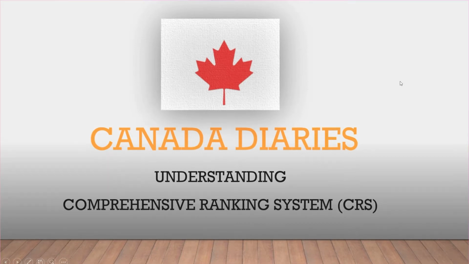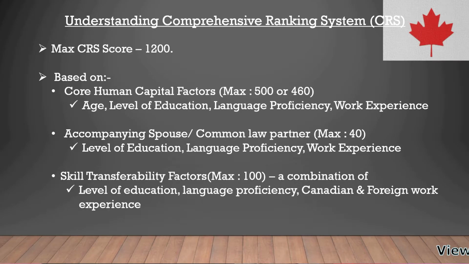In this video, I will try to give you an understanding of the comprehensive ranking system variables and a combination of these, and how they contribute to the maximum of 1200. So let's go through this video number 3. As I said, maximum 1200 is what we are trying to look at.